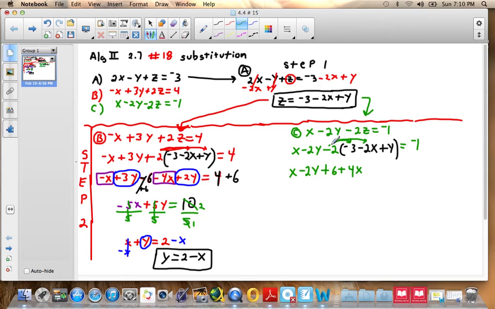Then I say negative 2, the negative over here times the positive, it's going to make this a negative, and then the 2 times the y is going to give me 2y, and then all of that is going to be equal to negative 1. So again, I had to distribute the negative 2 across all of this, which gave the 6, the 4x, and the 2y.